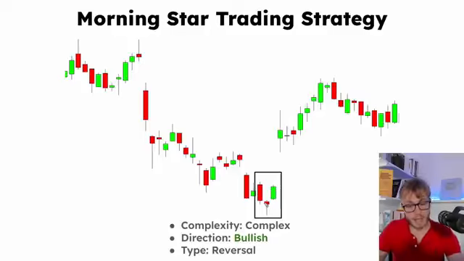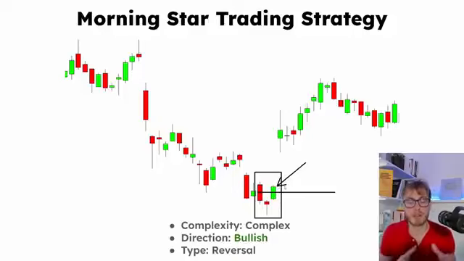Between candle 2 and candle 3 here, we have a much clearer gap. You can see we clearly have a gap between the red candle and the green one. And what you can also notice here is that the green candle closes above the 50% mark of the first red candle.